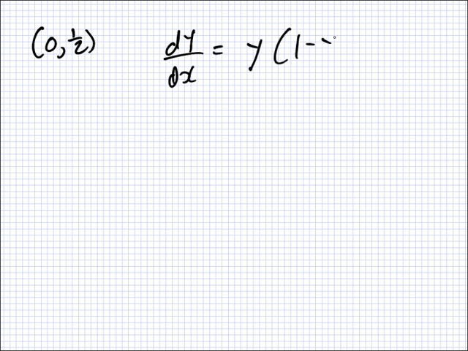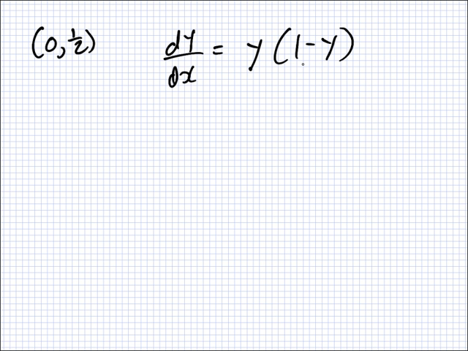So I tell you that you have 0, a half, and dy/dx equals y(1 minus y). What is that? What is one? Now what do we do? It is like f of x. So what should I do first?